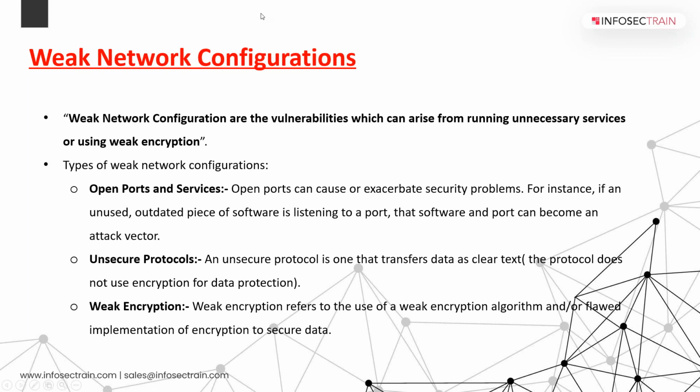Okay. Next, what we have is weak network configuration. Weak network configuration covers the vulnerabilities which can arise from running unnecessary services or using weak encryption. It includes open ports and services, insecure protocols, and weak encryption. So, what is an open port and service? Open ports and services can cause a security problem.